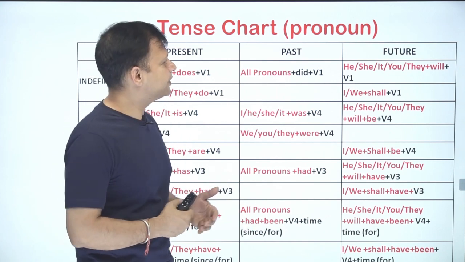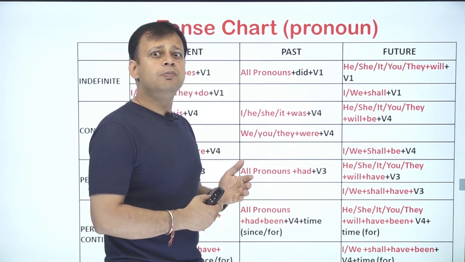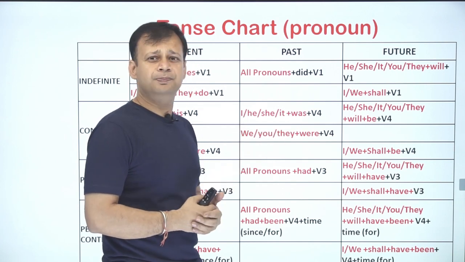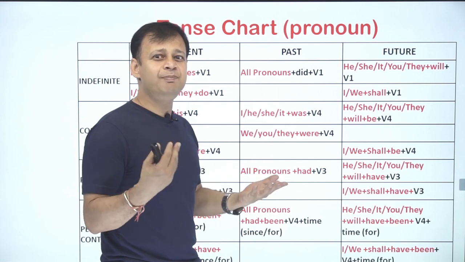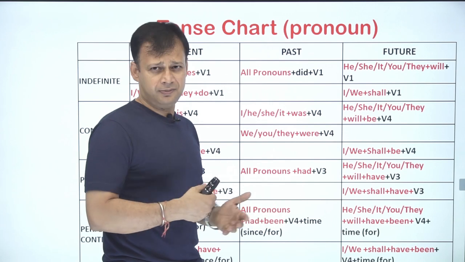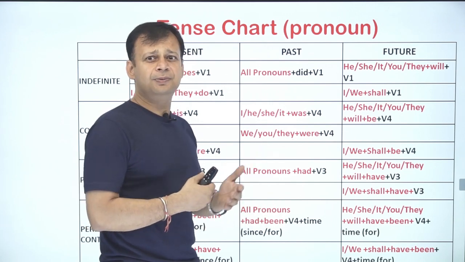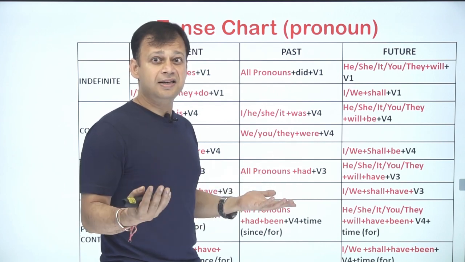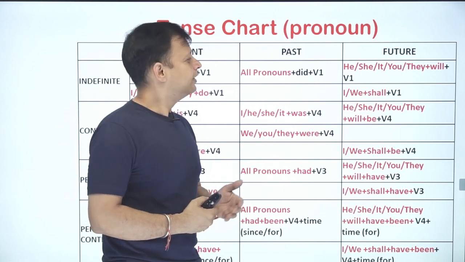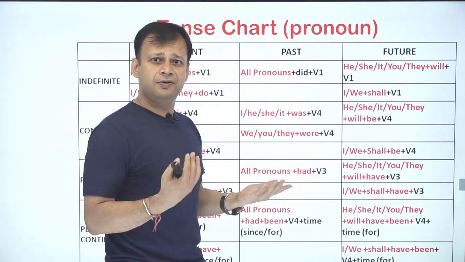In case of future tense, there is a bit of change over here. We should mostly use shall with I and we plus the first form. Though in modern English, while speaking, it has almost disappeared. People don't use shall at all. But as far as written English is concerned, still it is accepted, and its absence is treated as a mistake in certain exams. So we should be careful about this particular rule. And with all the other pronouns, he, she, it, you, they, we can use will plus first form.